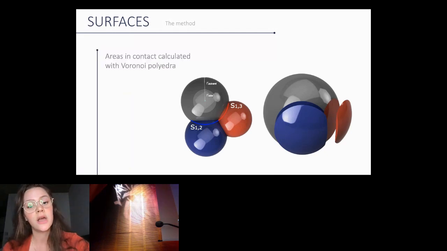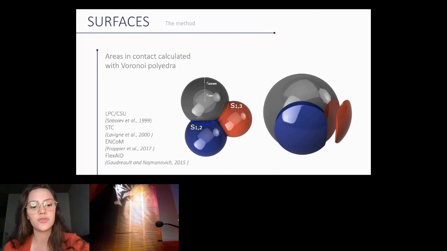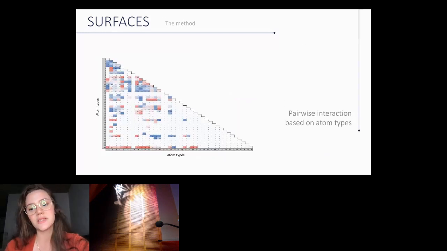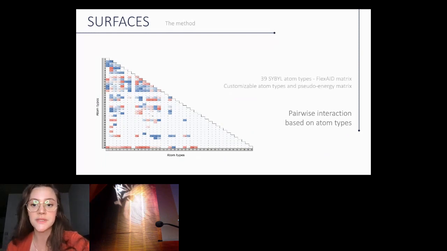Okay, so starting with the method, Surfaces is based on a very simplified approach, which is the areas in contact approach between atoms. This approach was introduced in the 90s and used by many other methods in our lab because it allows us to create very fast methods. And we also use a matrix of pseudo-energetic interactions based on atom types.